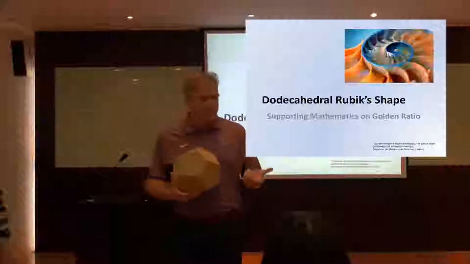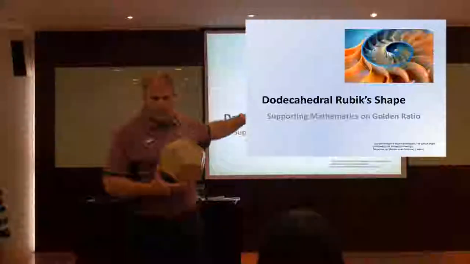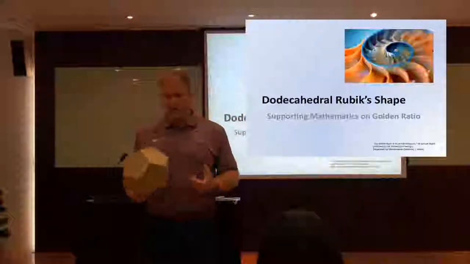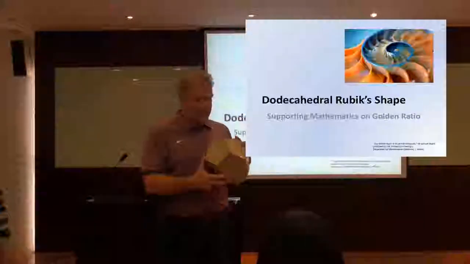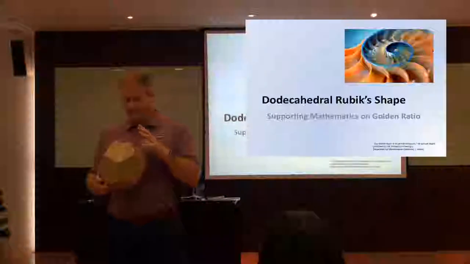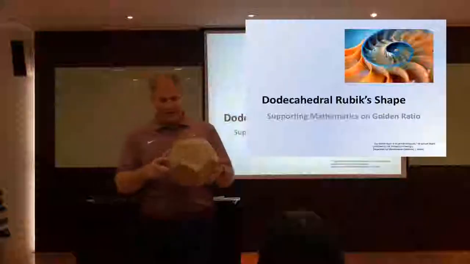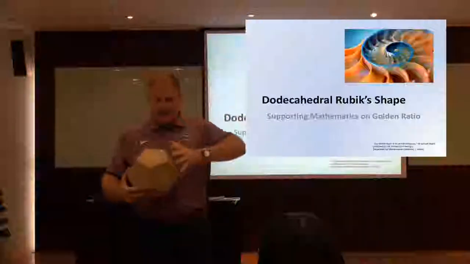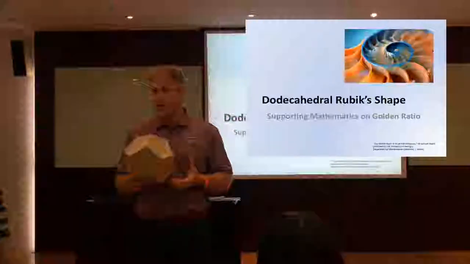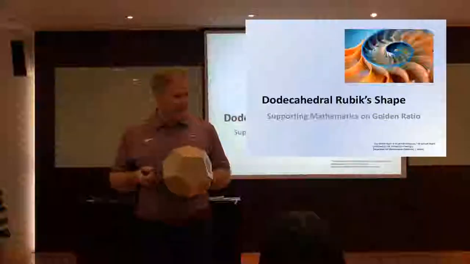So in the first part, I'm going to talk to you about the golden ratio and how you see it in society and nature and so on. And then I'm going to get into the actual shape and how I created this model. Now this model is just a static model, but the one I have in Canada, which I'll show you a picture of, actually turns. I will show you how I created that and the mathematics behind it.